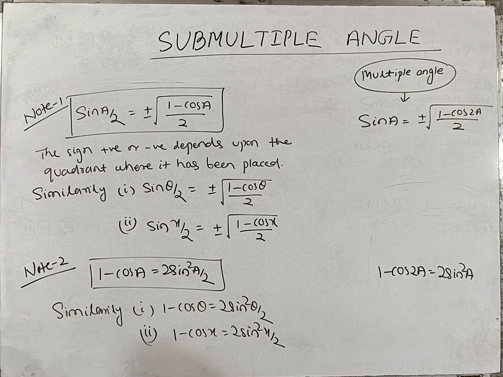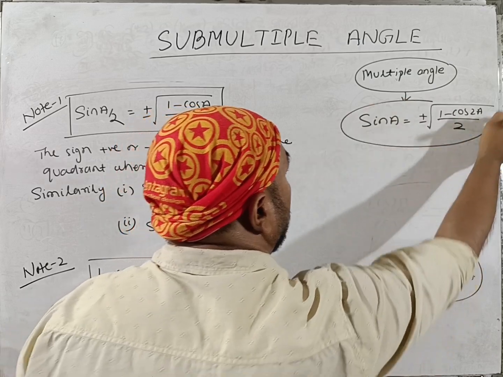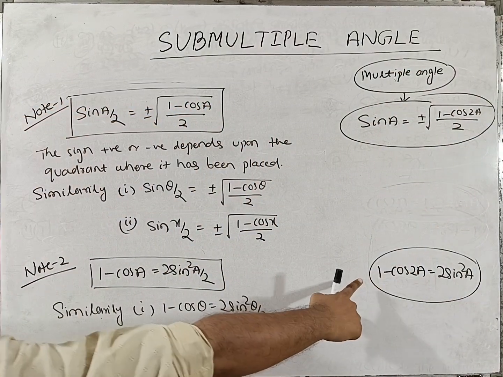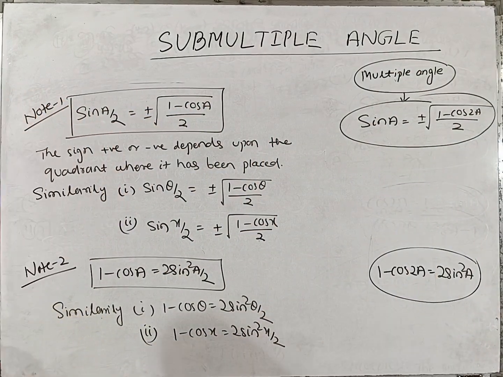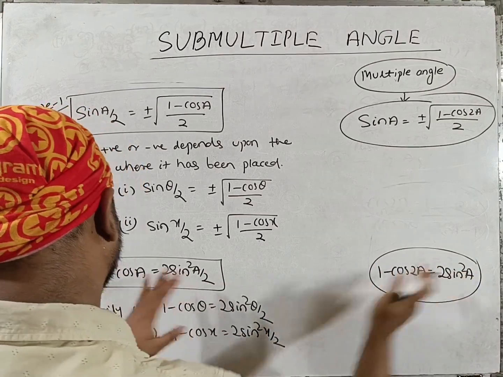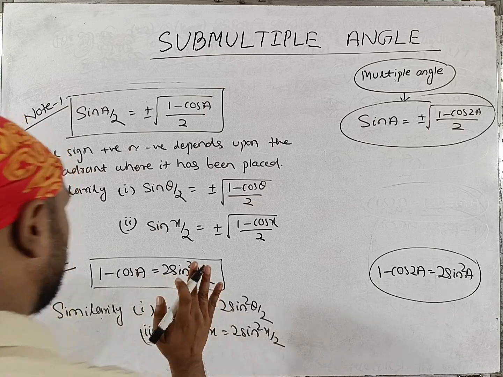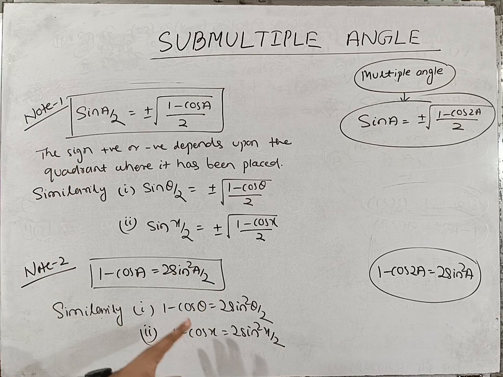And in the note number 2, in the multiple angle section, we know that 1 minus cos 2A is equal to 2 sin square A. So in place of 2A we have to put A, and in place of A we have to put A by 2, so that 1 minus cos A is equal to 2 sin square A by 2. Similarly, in terms of theta and x, it is written here. Next, let us go through the formula number 6 directly.